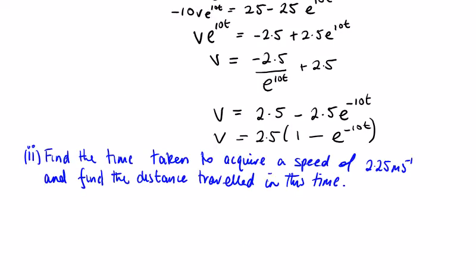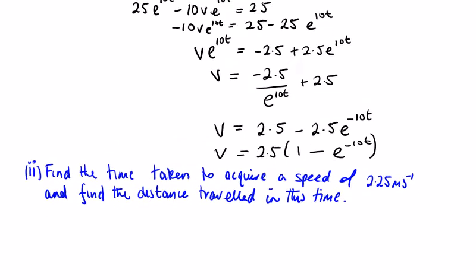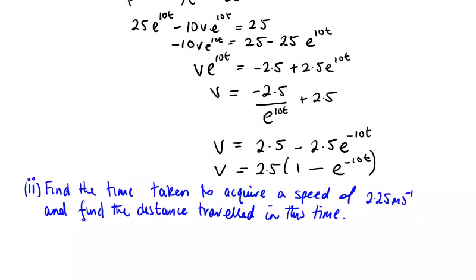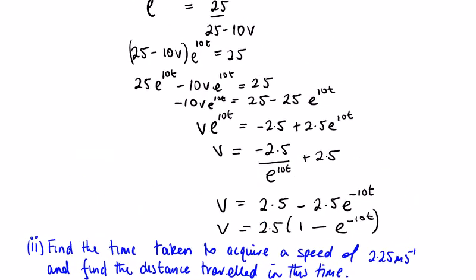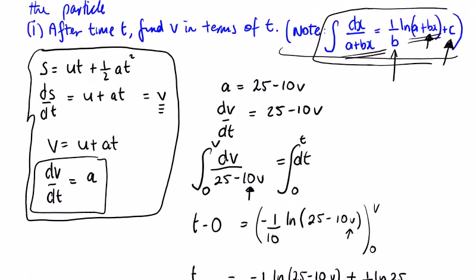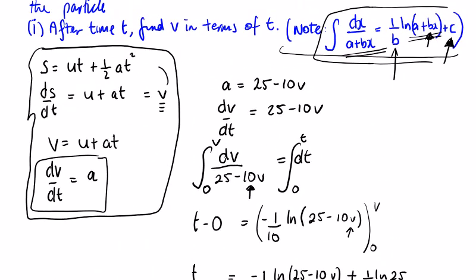Part 2 asks us to find the time taken to acquire a speed of 2.25 meters per second, and then find the distance traveled in this time. Okay, but to get distance, we need to integrate velocity. We saw that up above, didn't we? So to go from velocity backwards, we need to integrate. So we can integrate the velocity to get the distance.